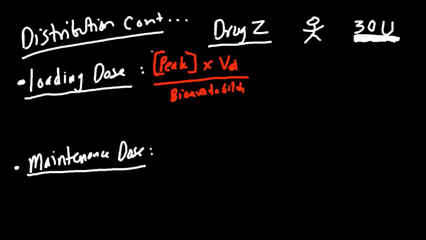Otherwise, what's really important is your desired concentration times your volume of distribution. If you have a really large volume of distribution, you'll need more drug to meet that, and you'll need your peak concentration, or your target, your desired. In this case it was 30, and then I made up a unit, 30 units desired in the body. So that's going to be your loading dose.